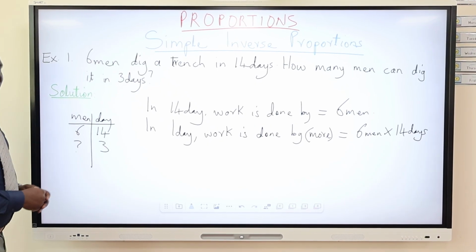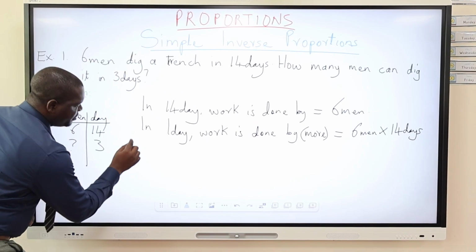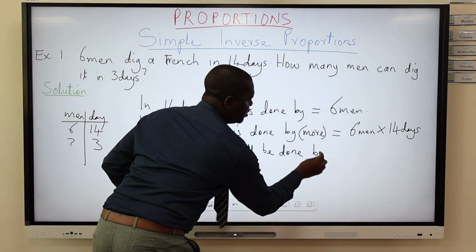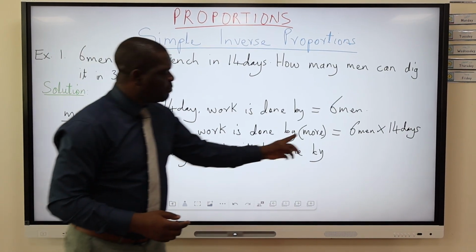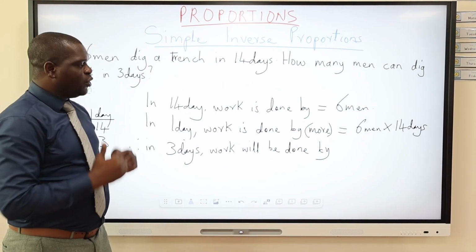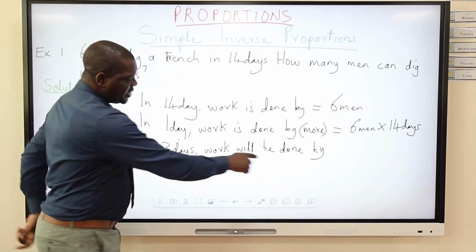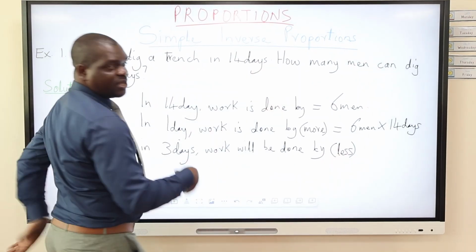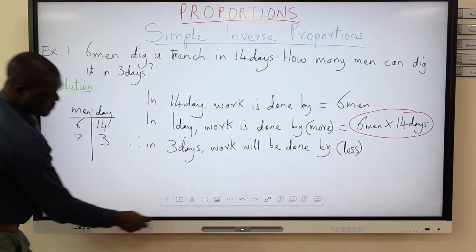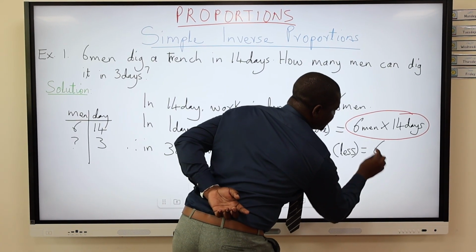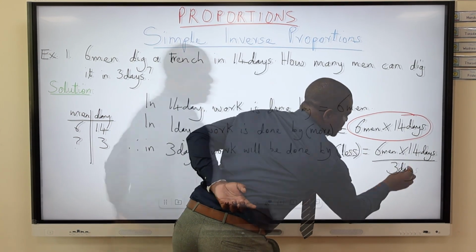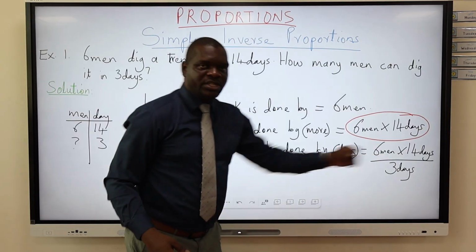And we go on to the last statement, which will have to do with 3 days. Therefore, in 3 days, work will be done by, you ask yourself again, if in 1 day work is done by more men, therefore in 3 days, if they increase the number of days, you have to lower the number of men. So in this case, it will be less. And if it's less, we divide. So we take the whole situation here, all of this, and divide by 3 days. So this will be equal to 6 men times 14 days divided by 3 days.